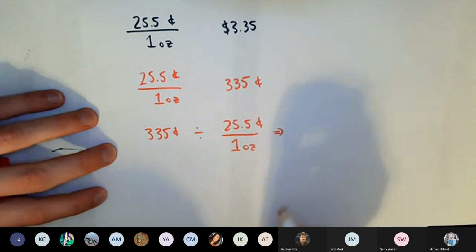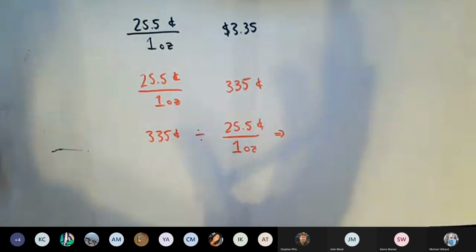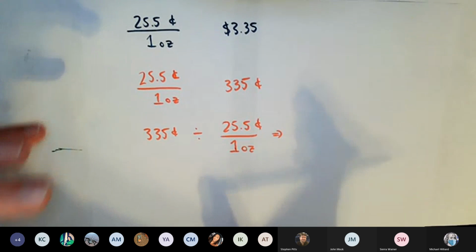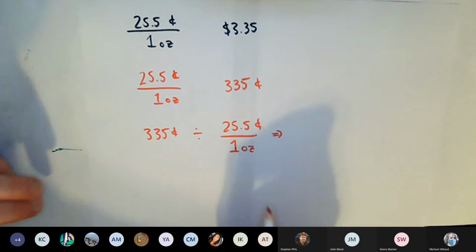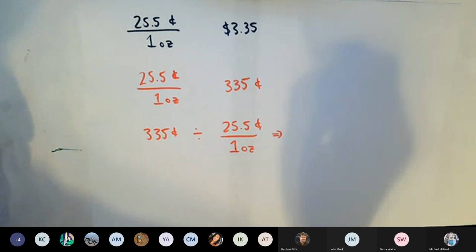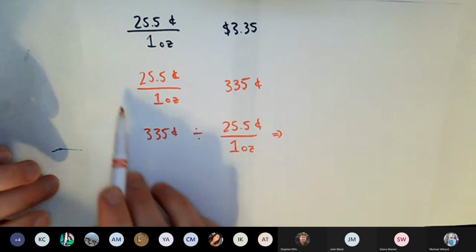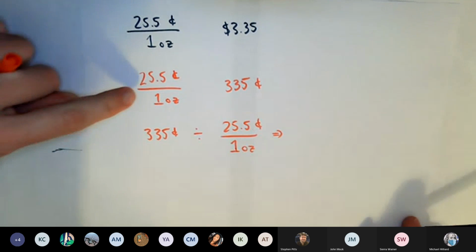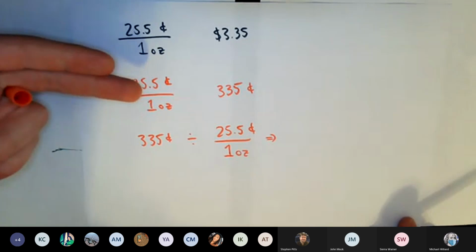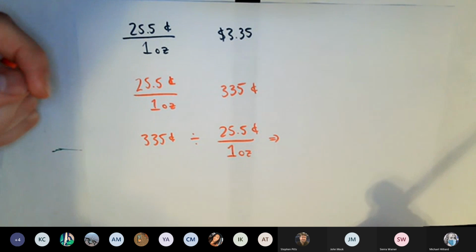Well, because I know that I need ounces to end up on top. My end result should be ounces. That's what the problem is asking for. My goal is to have ounces, and if I want ounces, it needs to be on top in the numerator. The only way to achieve that when the rate is written this way is to end up dividing by this thing to flip it. That's the only way to get ounces up top.